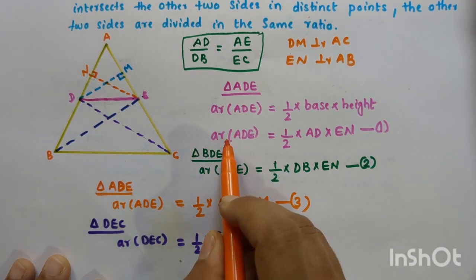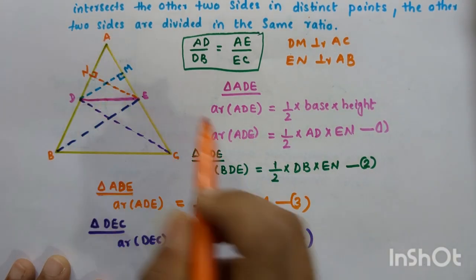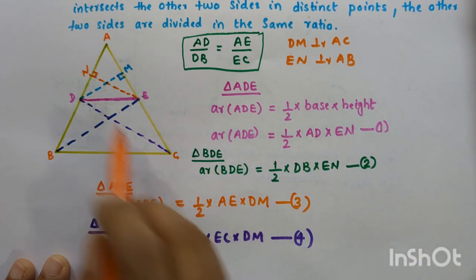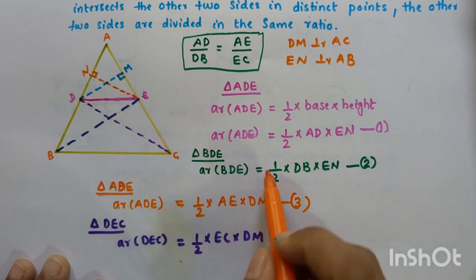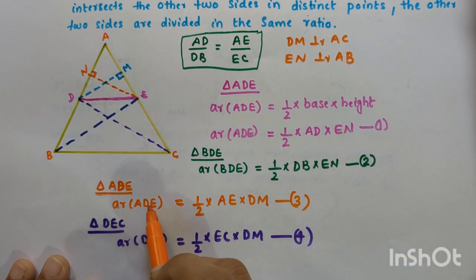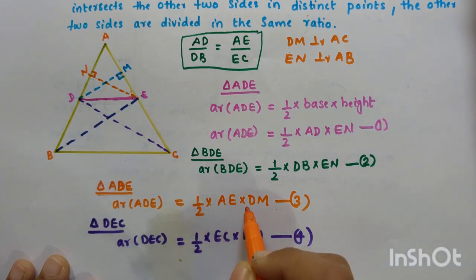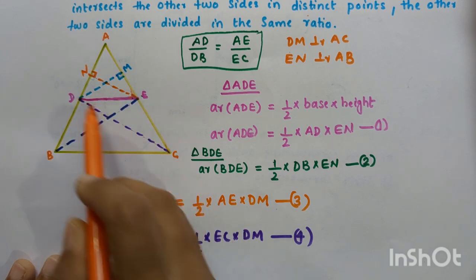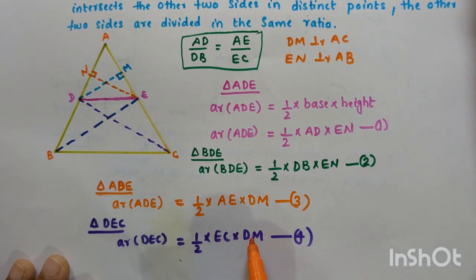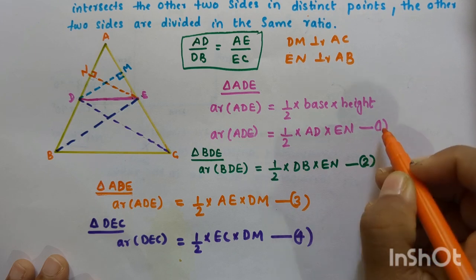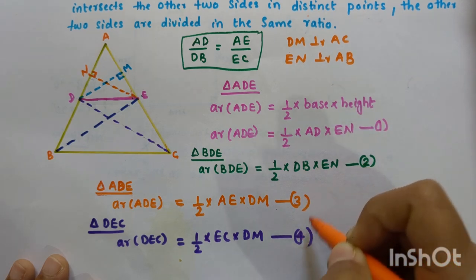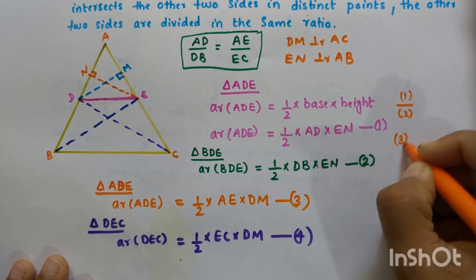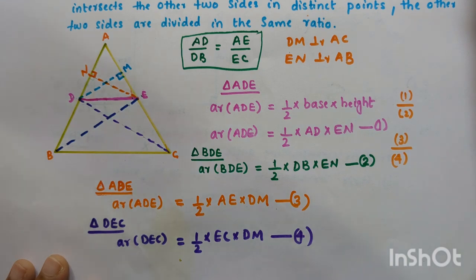So you see, we got the area of triangle ADE as half into AD into EN. We got the area of this triangle BDE as half into DB into EN. Then the area of this triangle ADE can also be written as half into AE into DM. And the area of this triangle DEC is equal to half into EC into DM. Now we are going to take these 4 equations 1, 2, 3 and 4, and find the ratio of equation number 1 and equation number 2, as well as the ratio of equation number 3 and equation number 4.